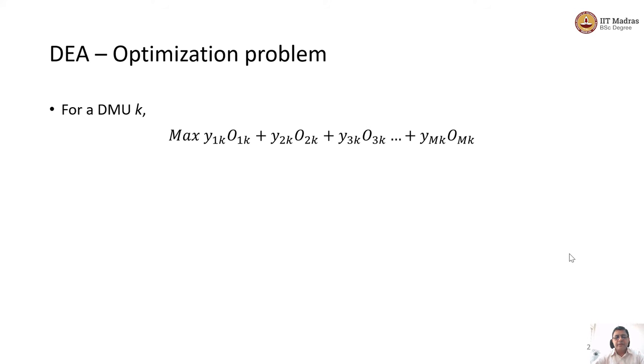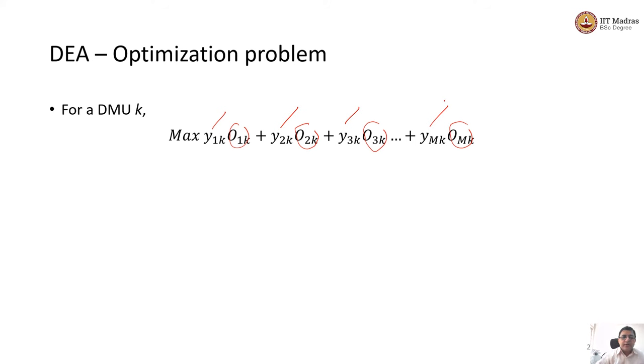We are not saying weighted efficiency, we are only saying weighted output because that's the numerator. So essentially, this is the output number 1 for DMUK, this is the output number 2 for DMUK, this is the output number 3 for DMUK, this is the output number M for DMUK. These are the weights assigned to outputs by DMUK, right? So that's your objective function.